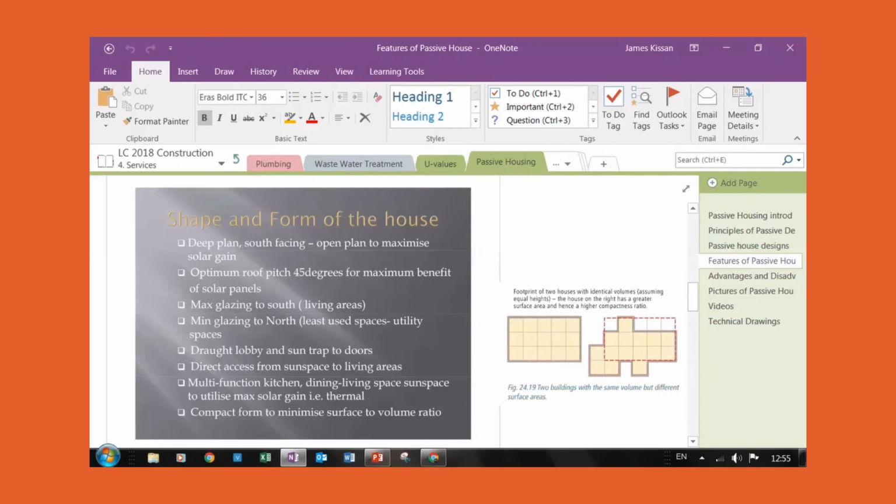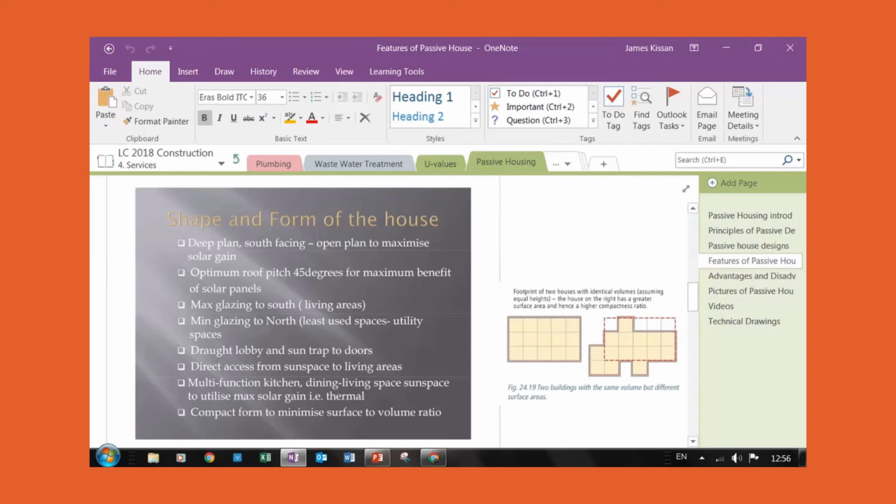Now, the problem with large surface areas is there's more areas for heat to escape. So if we count all the single lines here, so if we start here, 1, 2, 3, 4, 5, 6, 7, 8, 9, 10, 11, 12, 13, 14, 15, 16, 17, 18, 19, 20, 21. 21 meters all the way around compared to 16. So it's a far greater space. So there's more chances of heat escaping out through it.